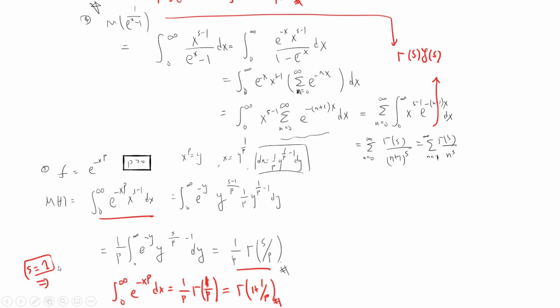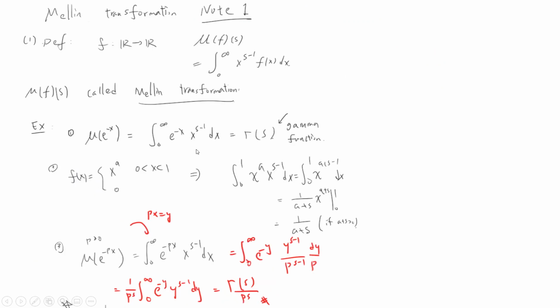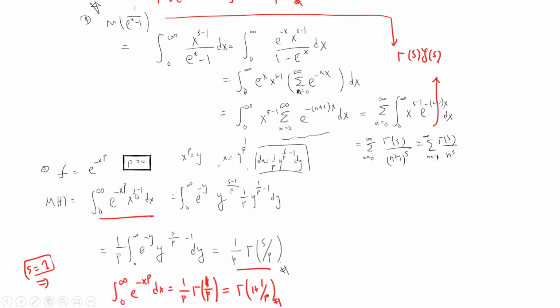One common example is s equals 1. We get the integral from 0 to infinity of exponential negative x to the p dx equals 1 over p gamma 1 over p. By definition, this is gamma of 1 plus 1 over p. So these three can be seen as a generalization of the gamma function.